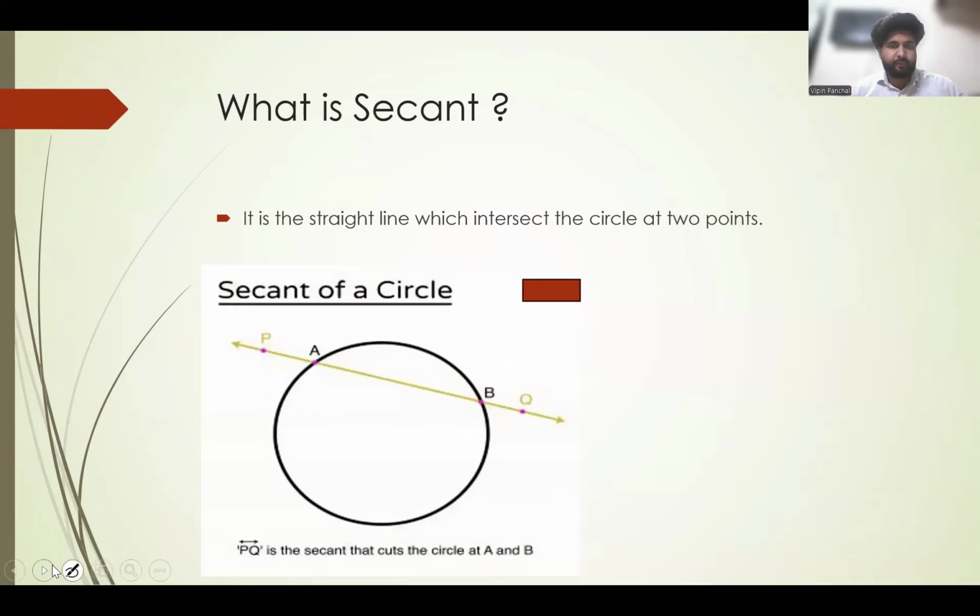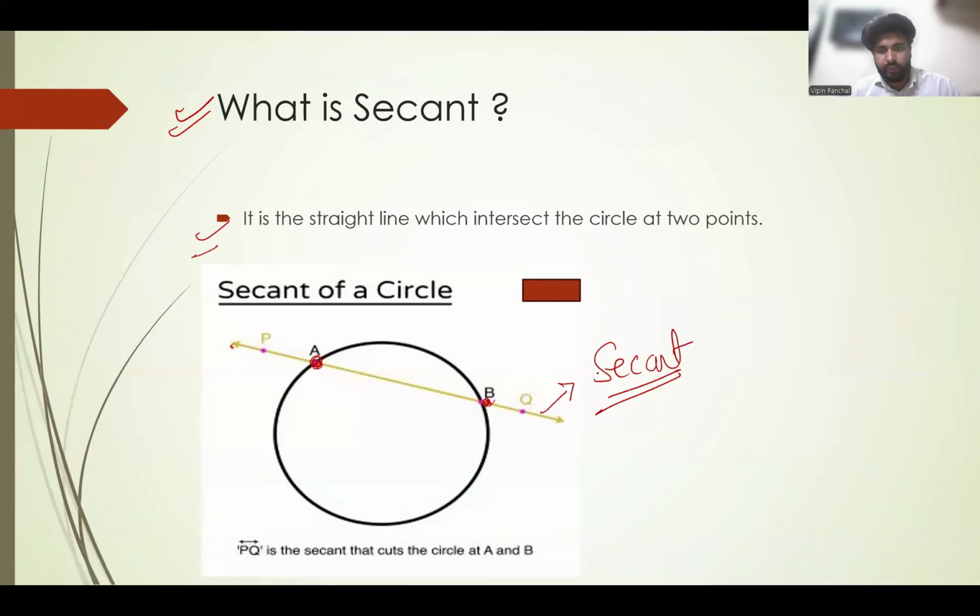Now the next thing is secant. What is a secant? It is a straight line which intersects the circle at 2 points. And you can see in this image a straight line PQ. This intersects the circle at A and B. So this line intersects the circle at 2 points. So this line is known as a secant.